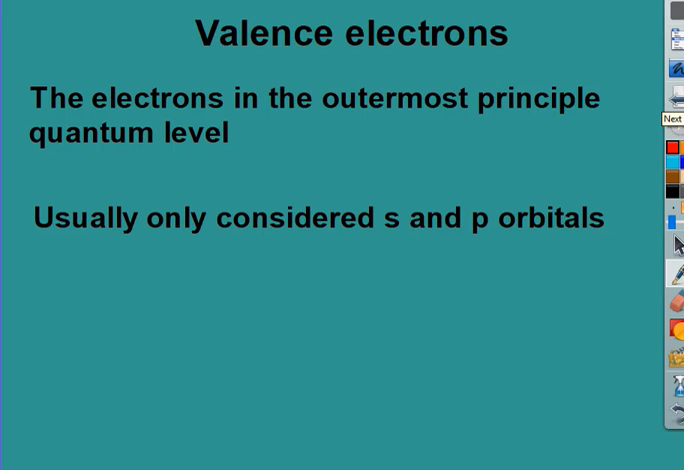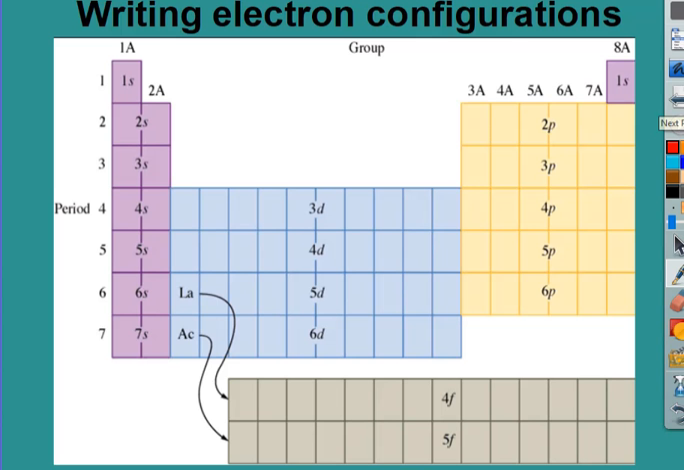Valence electrons are the electrons in the outermost principal quantum level, and they're usually only considered s and p orbitals. When writing electron configurations, you may recall this diagram from first year chemistry.